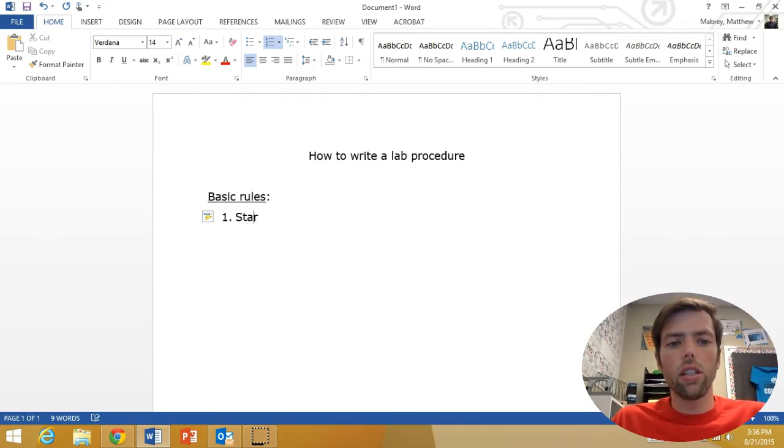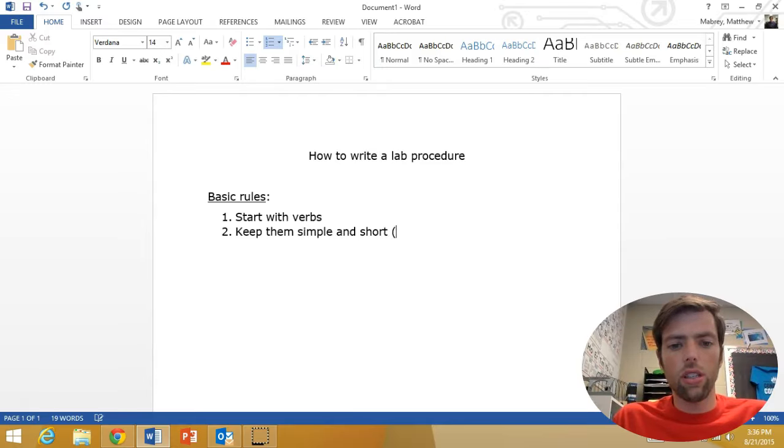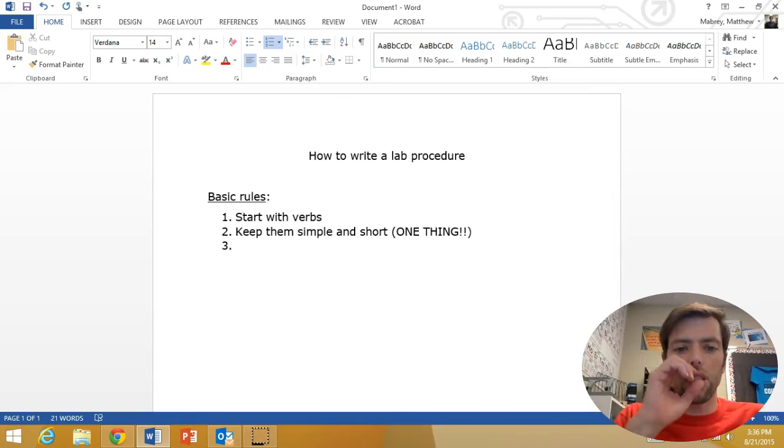Most important, you always start with verbs. Every sentence in a lab procedure should start with a verb. And when you write those sentences, keep them simple and short. Only say one thing. Don't write a paragraph when you write a procedure. Simple steps.